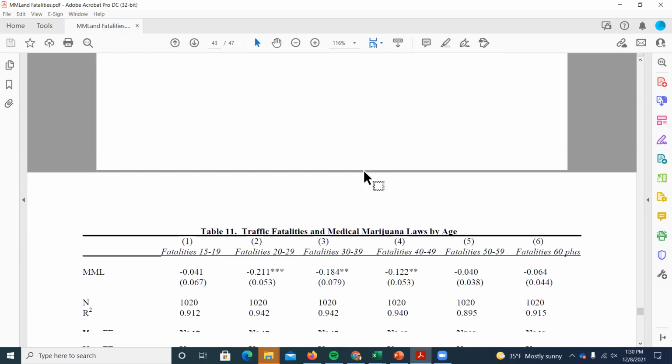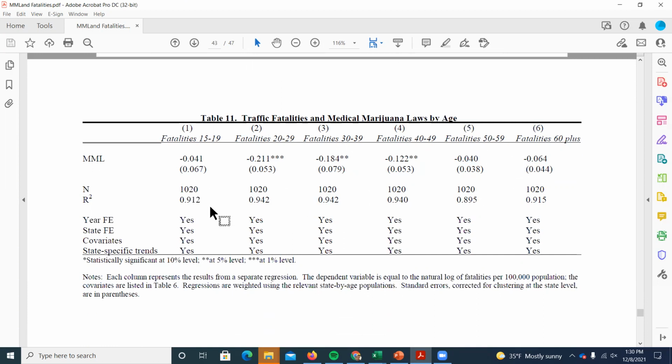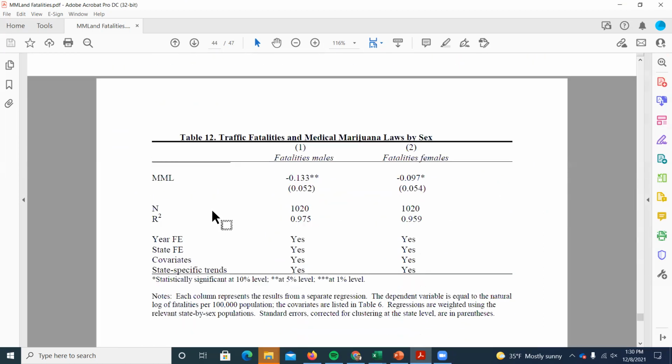And I think they break it down by age groups. As you would expect, there's a negative effect across all age groups, but it's really being driven by your younger age groups, right? 20 to 29 and then 30 to 39. And then not significant for the higher groups. So we keep going down.